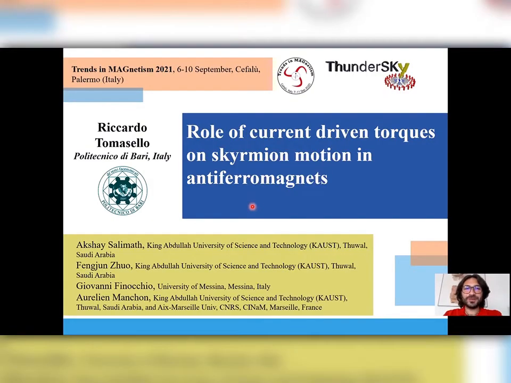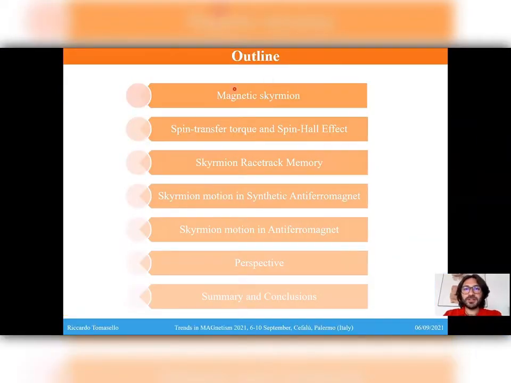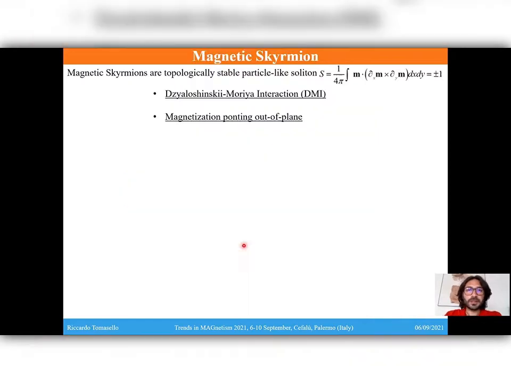Hello everybody. Today I will show our recent results on the effect of different torques on the current-driven Skyrmion motion in antiferromagnets. I will start from the definition of magnetic Skyrmions, show the expression of spin transfer torque and spin orbit torque from the spin Hall effect, and focus on the Skyrmion racetrack memory applications by showing the motion inside the ferromagnet as well as in antiferromagnet, and finally some perspective and conclusions.